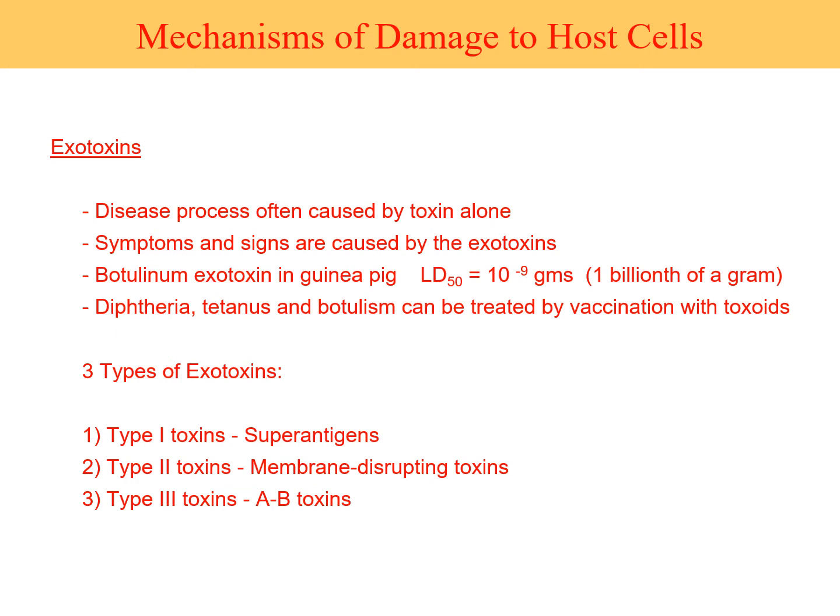Examples of diseases that are treated by vaccinating with toxoids or inactivated exotoxin include diphtheria, tetanus, and botulism. When you look more closely at exotoxins, you can divide them up into 3 separate groups: type 1, type 2, and type 3. Type 1 are superantigens, and I'll explain what that means in the next few slides. Type 2 are membrane disrupting toxins, and type 3 are AB toxins.